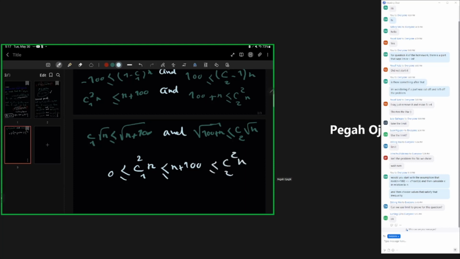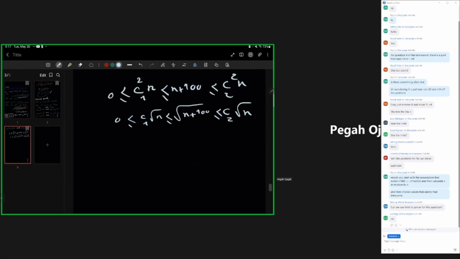I put these two together. So this is going to be this, and this is going to show this one, C1 and n plus 100, C2. So we proved it. Does it make sense?